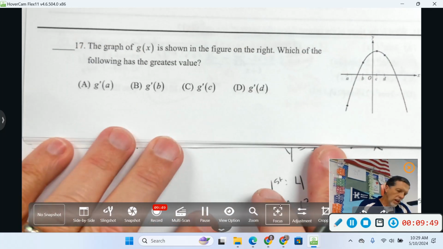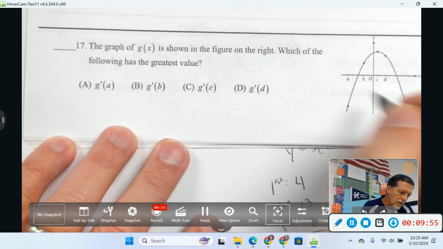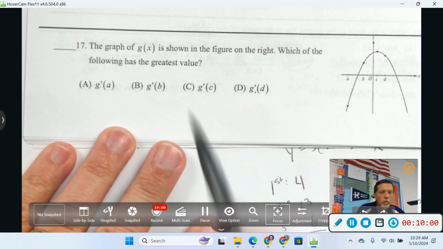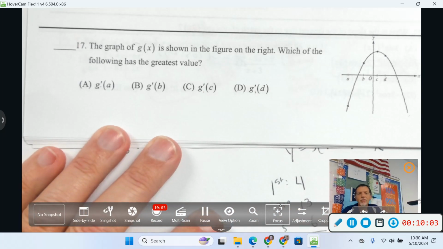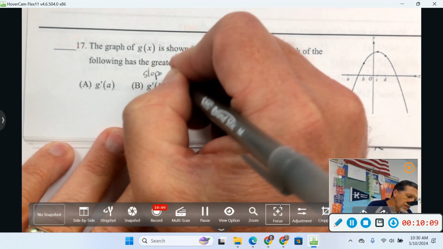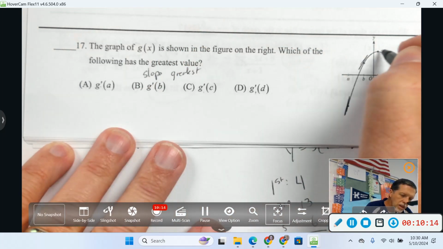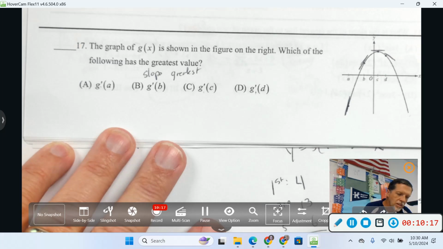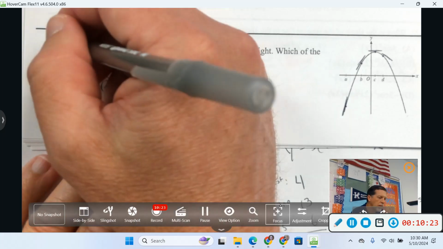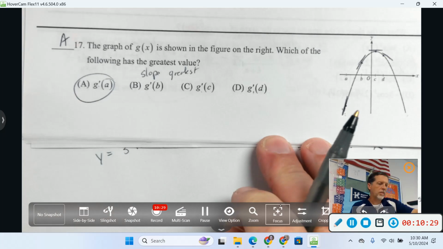17. The graph of g of x is shown at the right. Which of the following has the greatest value? G prime, G prime, G prime, G prime. So I'm looking at G prime in all these places. What is G prime on a graph of G? Like, what am I looking for? Slope. So I want to know, where is the slope the greatest? So there's A, there's B, there's C, and there's D. So the greatest slope would be at A. That's the steepest, most positive slope. No idea what the value is, but I can tell by looking it's steeper at A than any of the other points.